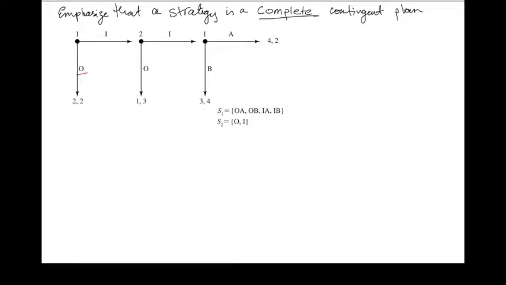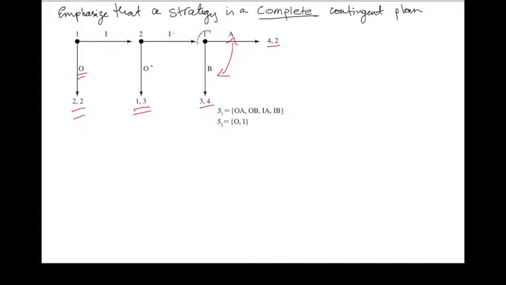If player 1 chooses out, then the game ends and they both get a payoff of 2. If player 1 chooses in, then it's player 2's turn to move. Again, player 2 has the same choices, either in or out. If player 2 plays out, again the game ends. If player 2 plays in, then it comes back to player 1. So this is player 1's second information set, and he has two different choices. He can choose to play action A or action B. If he plays action A, they get 4 and 2. If he plays action B, they get 3 and 4.